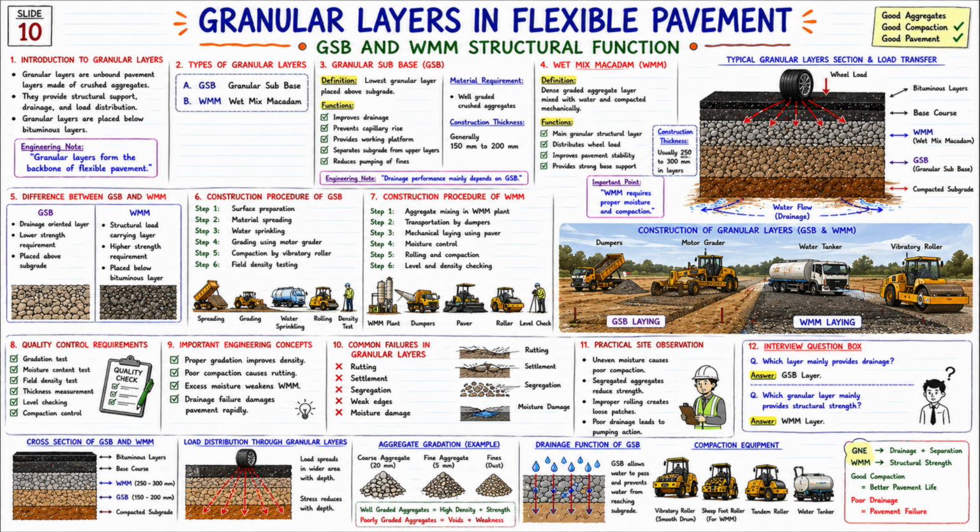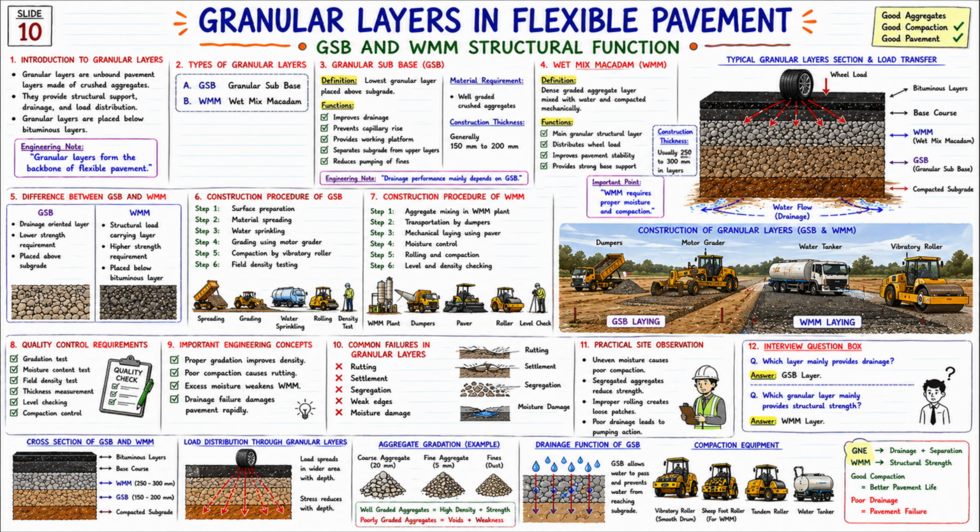Construction procedure of GSB. See the step-by-step process. Step 1, surface preparation. Step 2, material spreading. Step 3, water sprinkling. Step 4, grading using a motor grader. Step 5, compaction by vibratory roller. Step 6, field density testing. And this is the complete GSB construction sequence.